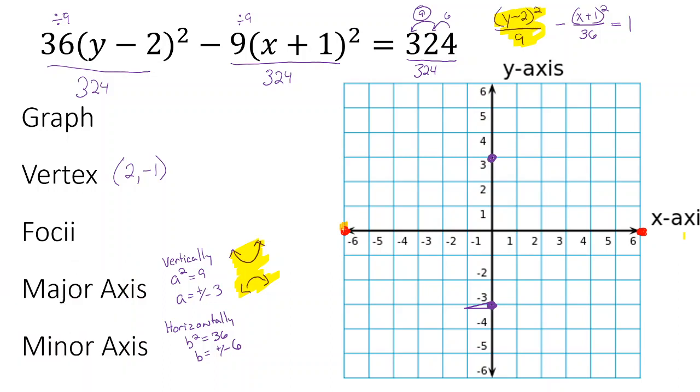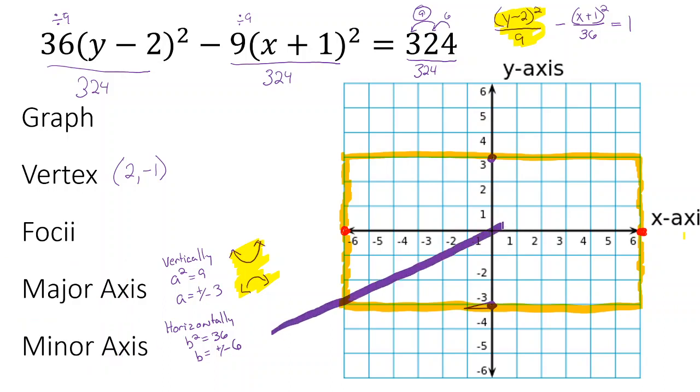So now we create our box that's going to determine the shape of this hyperbola. So it has to contain all those points. It has to be a rectangular box. So that will determine the box. And then that will allow me to find the oblique asymptotes.